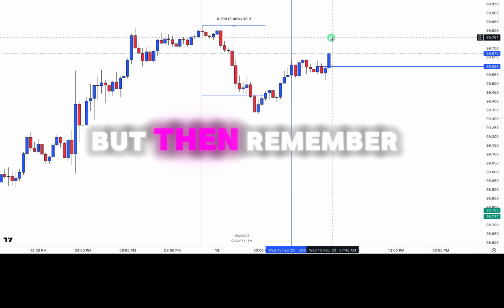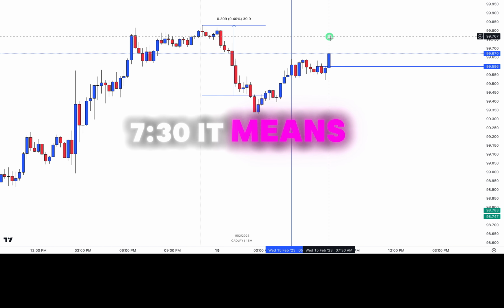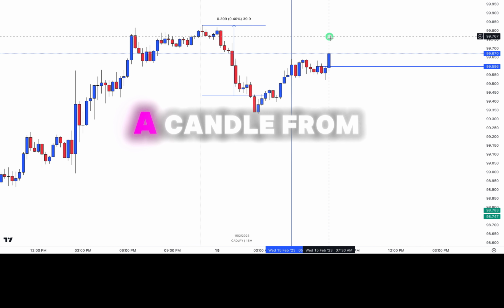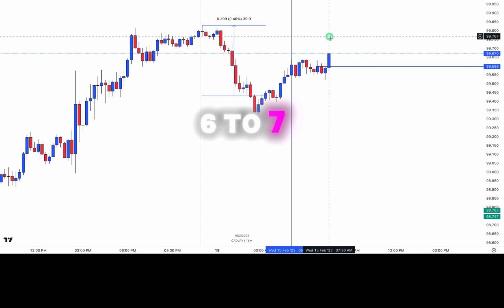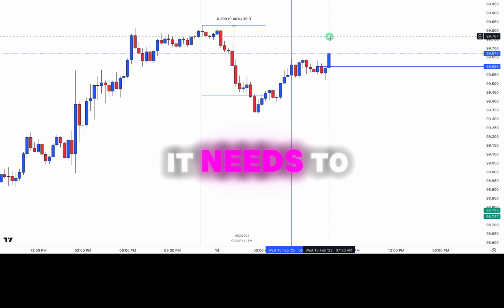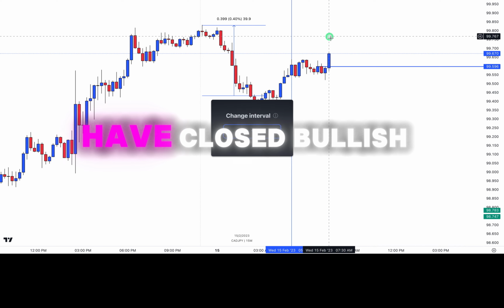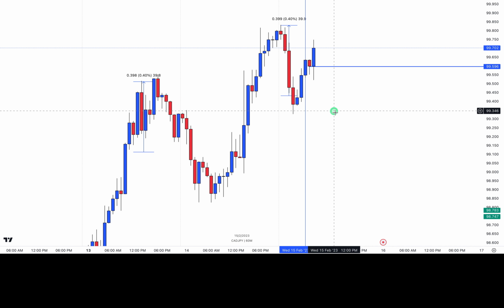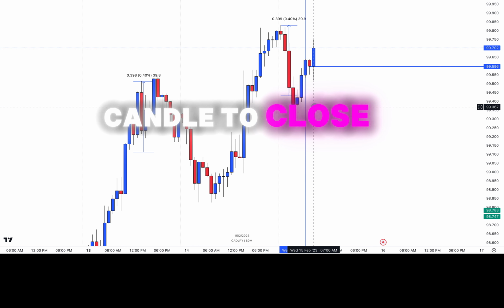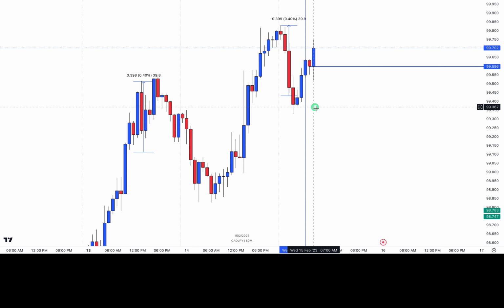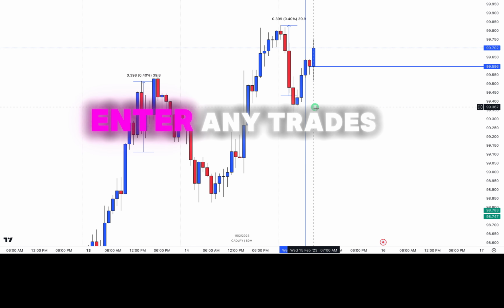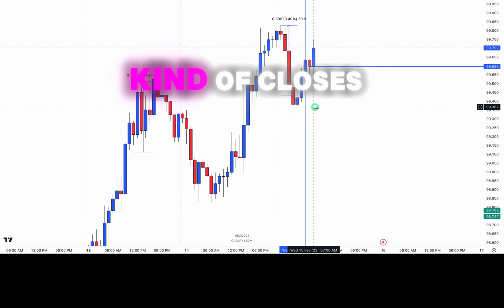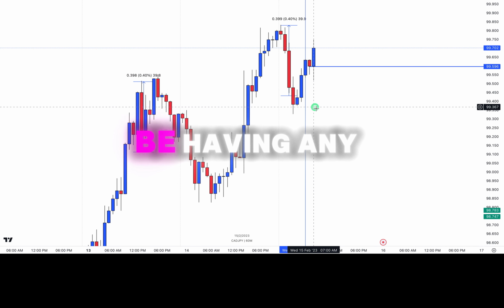But then remember, to enter at 7:30, it means a candle from 6 to 7, 1 hour candle. It needs to have closed bullish for us to enter that trade. If you go in H1, you can see this candle from 6 to 7 is bearish. So we'll be waiting for this candle to close for us to enter any trades. And if this candle closes bearish, we will not be having any entry.